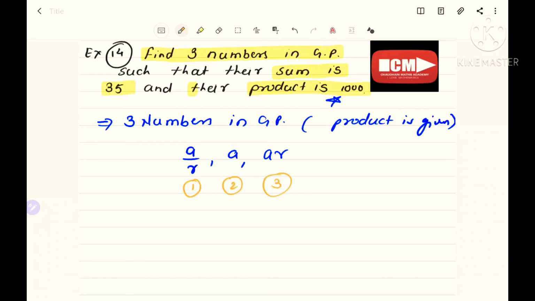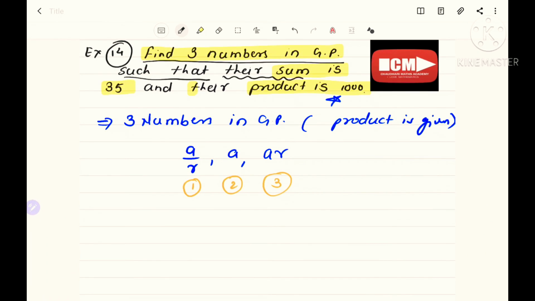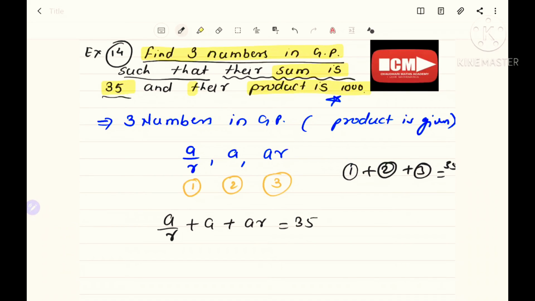So let me explain in detail the first sentence. The first sentence is all about finding the three numbers in GP such that their sum is 35. So what they want to tell you is 1 plus 2 plus 3, the sum of all these three numbers is 35. Means A divided by R plus A plus AR is equal to 35. Here I am marking this as 1.